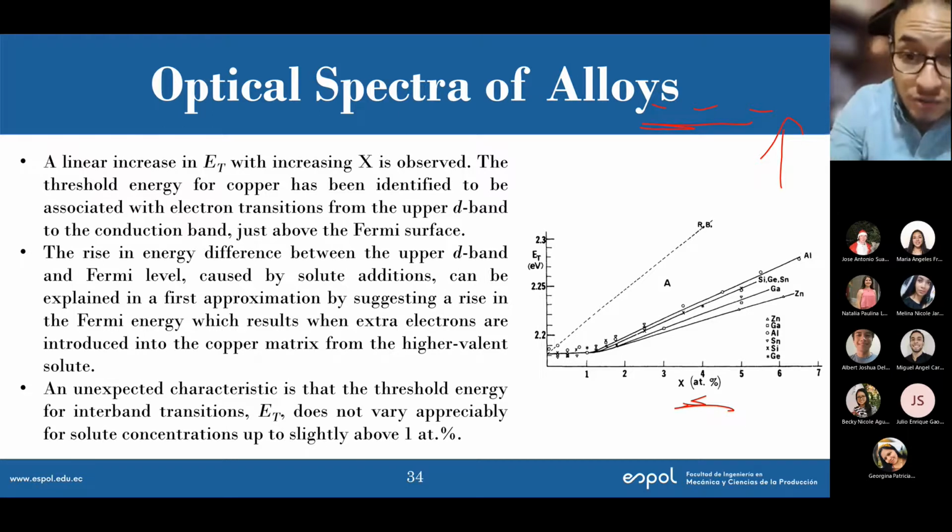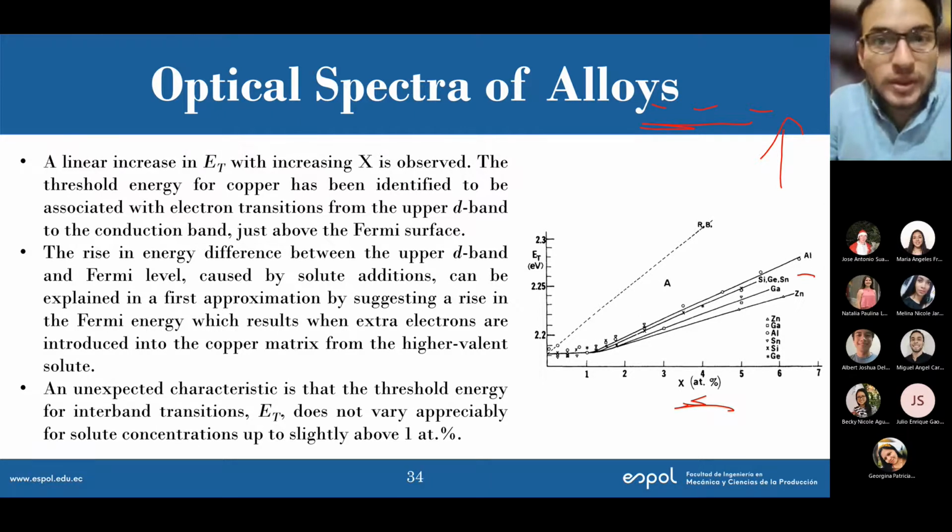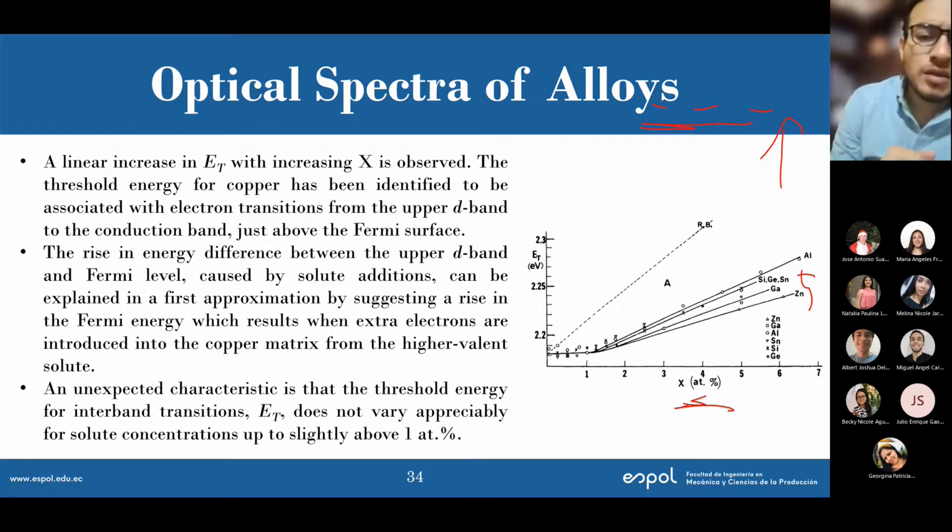So the higher the valence, at least just comparing between zinc and gallium, and if you go higher to silicon, germanium, you see that they have 4 valence electrons, you actually need more energy. And that is, again, because there is a rise in the Fermi level, and that rise is caused by the solid additions, by the alloying element, just having extra electrons in the copper matrix. Obviously, if I have 3 instead of 2 or 4 instead of 2 valence electrons, I will need more energy. And so this graph completely makes sense.